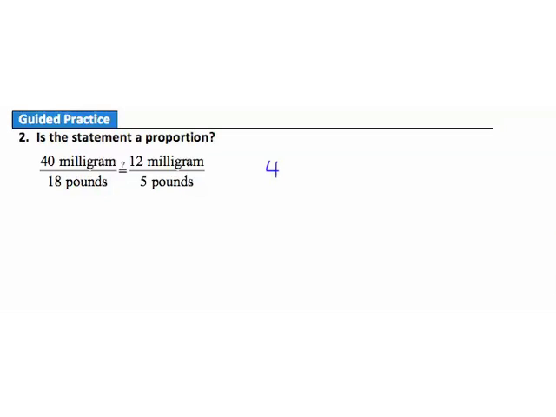First cross product is going to be 4 times 5, and then we want to know if that's going to be equal to 18 times 12. Well, 40 times 5, that's an easy one. We can do that in our head. 5 times 4 is 20, and then we would add a 0. So we would get 200 on the left side.